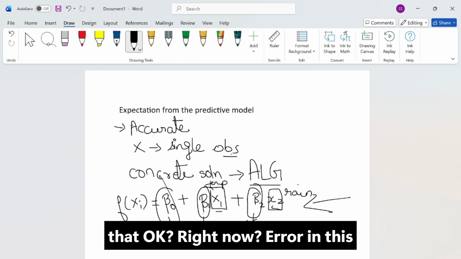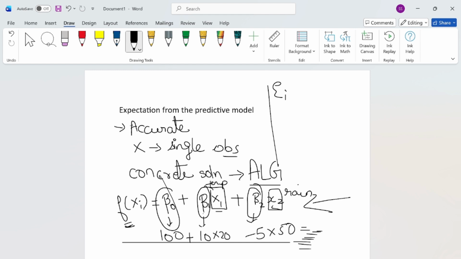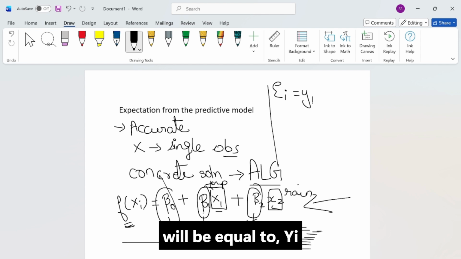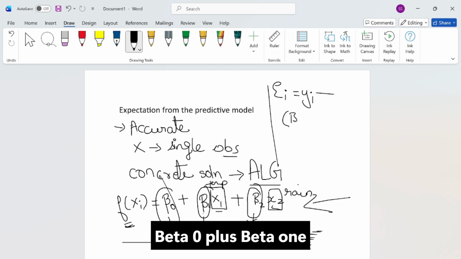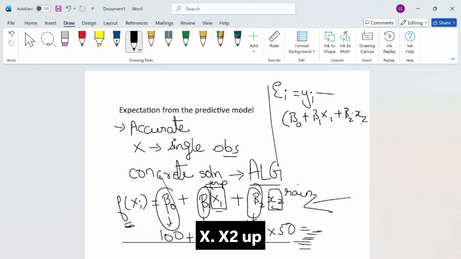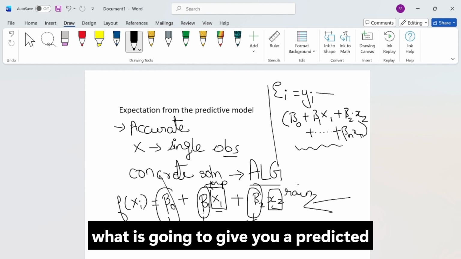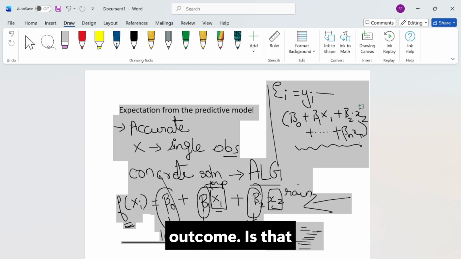Is that okay? Now, the error in this model will be expressed as, suppose Ei is the error for that particular observation, which will be equal to Yi, that is the real outcome, minus (beta 0 plus beta 1 into x1, plus beta 2 into x2, up until beta n into xn), because this equation is what is going to give you a predicted outcome.